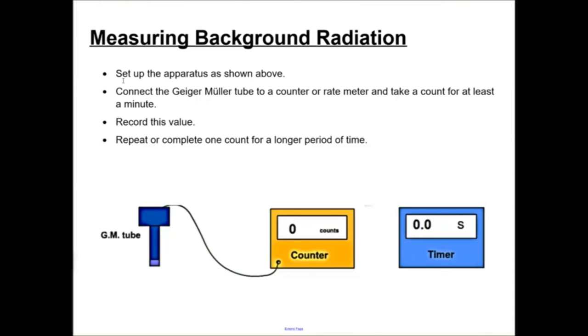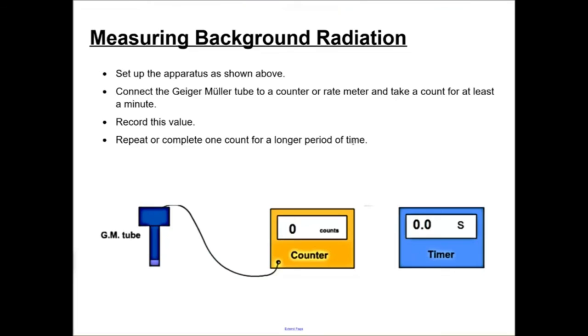But basically what we do is we set up the apparatus as shown below. So you have a Geiger-Müller tube, counter, and a stopwatch, and you connect the Geiger-Müller tube to a counter or a rate meter and take a count for at least 1 minute, right? So you set the timer for 1 minute and you take the count after 1 minute. Then again, you take multiple readings, you record them, and repeat or complete one count for a long period of time.